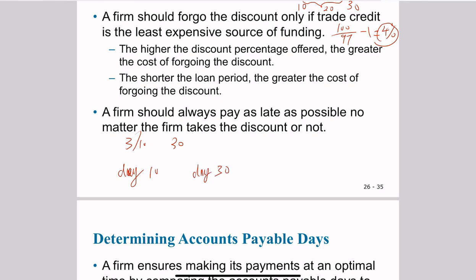Let's say if you don't want to take the discount, then you should not pay your supplier on day 25, because this is a bad idea, because you can wait for 5 days. Why do you want to wait for 5 days? Because waiting for 5 days essentially is equivalent to getting a loan for 5 days without any interest, right? So you definitely want to wait for additional 5 days and pay your supplier as late as possible, on day 30.